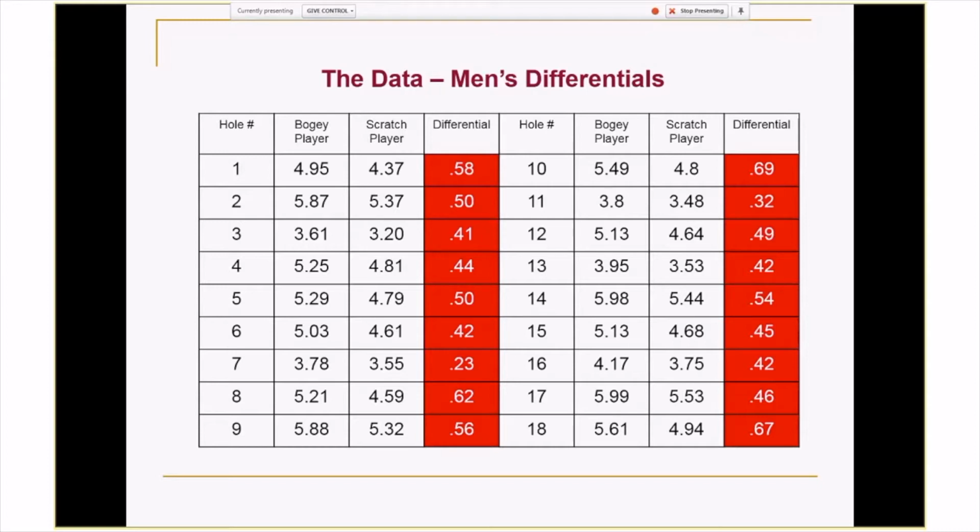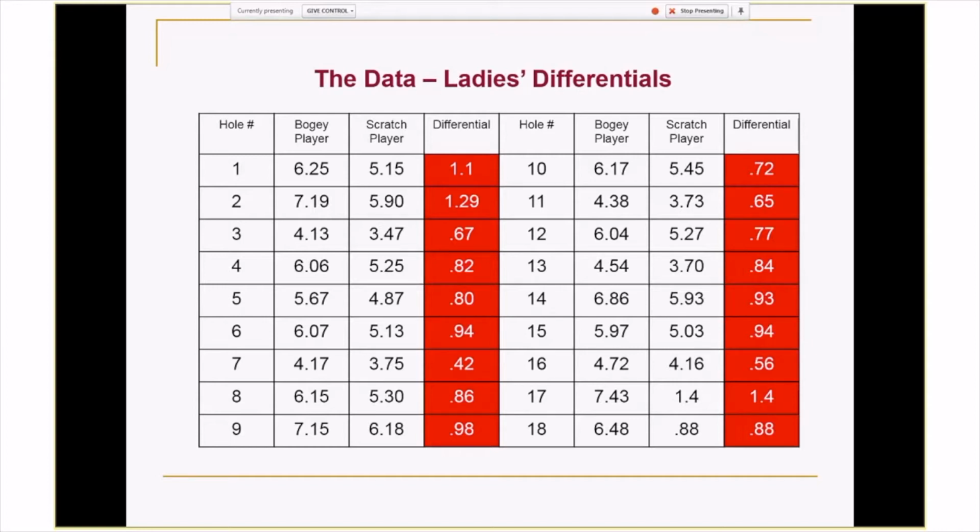So I think the slide is self-explanatory, where we can see the average score for the bogey player on each of the front 9 holes, the average score of our scratch player for each of the front 9 holes, and then the differential. Likewise, you can see on the back 9 the same information. We look at our next slide here, we can see the data for our ladies' differentials.